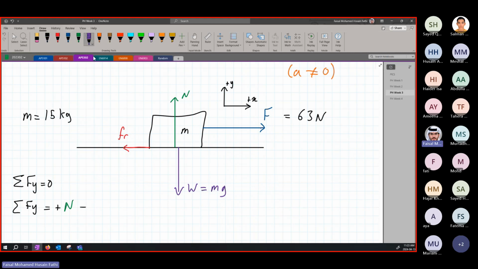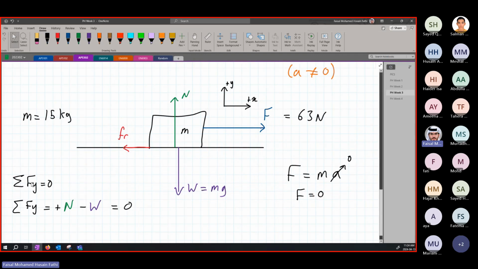Minus W, because W is going downwards, so it's negative. And this is equal to 0, okay? Because sigma Fy, all the acceleration up and down, is equal to 0. Remember, F is equal to mass times acceleration. So if there's no acceleration up and down, the acceleration is 0, so F is going to be equal to 0. So the total sigma forces, basically all of the forces up and down, is equal to 0. This is how we got this equation.